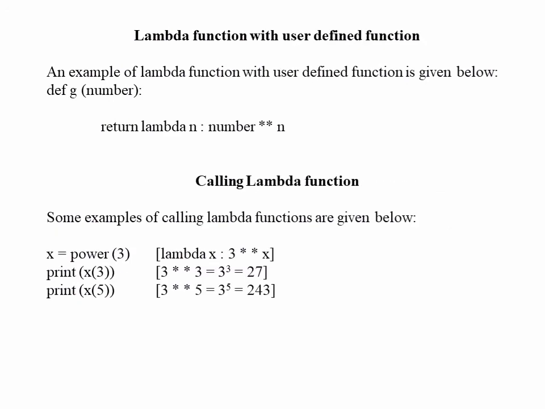Lambda function with user defined function. An example of a lambda function with a user defined function is given below. Say def g(number), return lambda n: number double asterisk n. So number raised to the power n. This way you can call a lambda function. These are some examples you can see. You can try this.